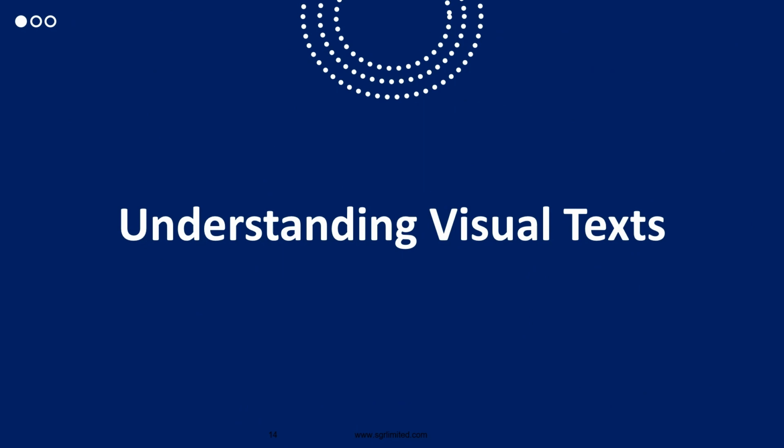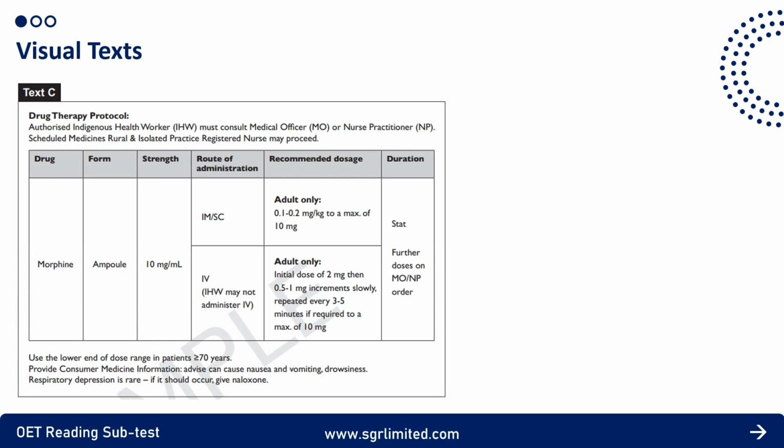So how do we find answers in a visual text? Is it difficult? It can be difficult or confusing only when you don't know what to do. As part of our course, we teach you different strategies to read and understand visual text much better. For this example, we are looking at a table.